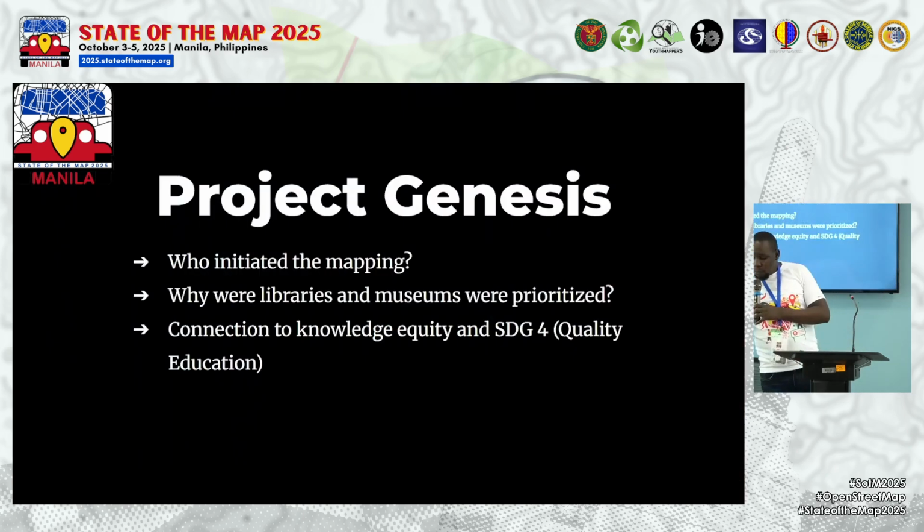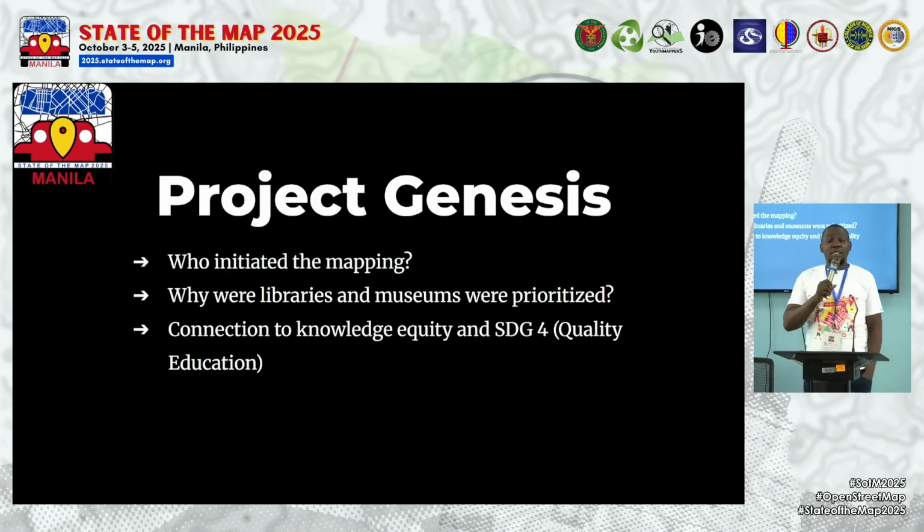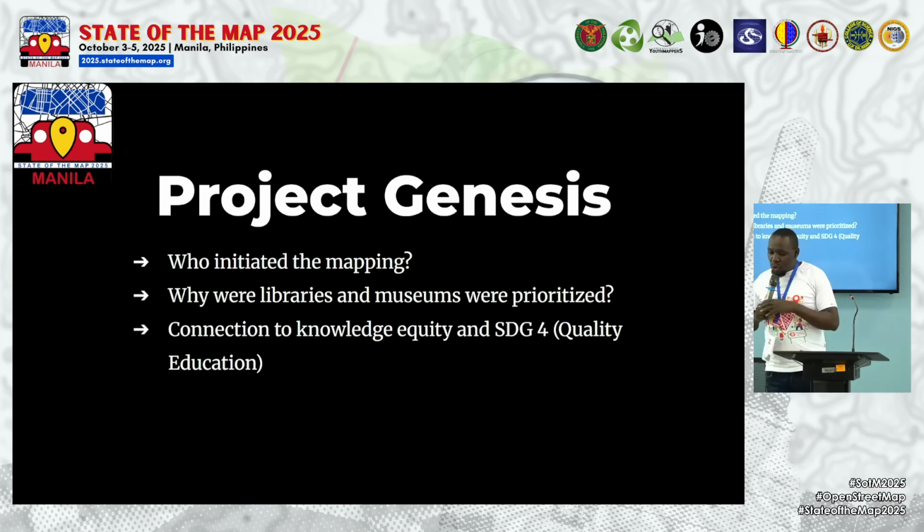So the project: who initiated it? This project was under GLAM, under the Wikimedia Community User Group Uganda, with support from the OpenStreetMap community, because we needed the GIS aspect of this project. So we had to come up with the relevant components or people that we would need to incorporate within the project.